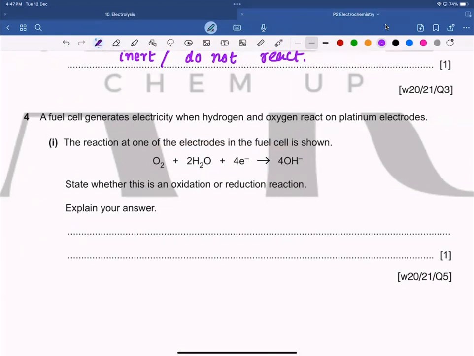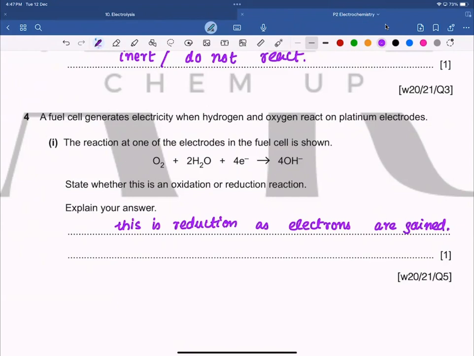So I'm going to write this is reduction as electrons are gained. Is this clear? Yes. Yes, Aisha? Yeah, let's see, one mark.